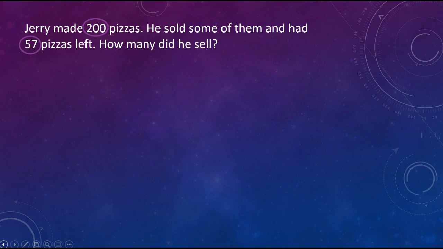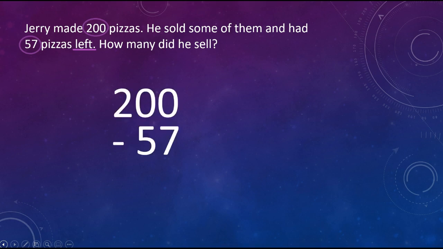Now we need to underline any important words. Now if we're looking at our notes, left is one of the words that we need to underline. And that word tells us that we need to subtract. So let's take 200 minus 57. Go ahead and answer this on your own. Push pause and then push play when you're done.